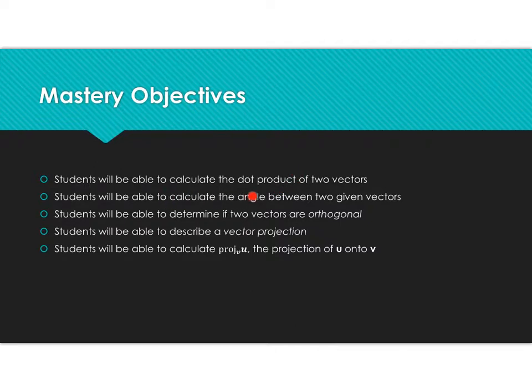We're going to be able to use it to find the angle between two vectors. We're going to be able to likewise determine if vectors are orthogonal. We're going to talk about what that means. Orthogonal just means perpendicular. So that goes along with finding the angle between them. If the angle's 90 degrees, we say they are orthogonal. We're going to be able to describe what a vector projection is, as well as calculate the vector projection, which is written this way. The projection of u onto v is written like this.